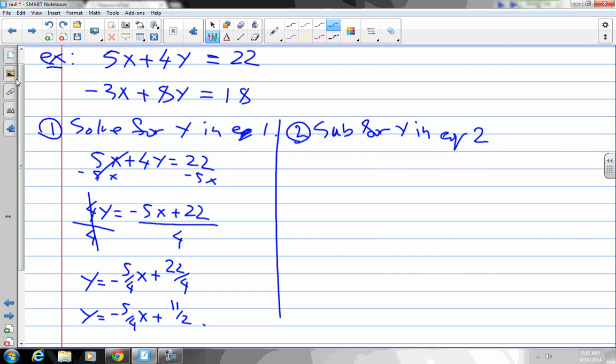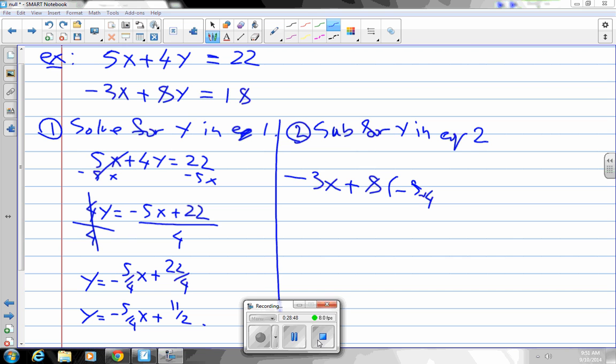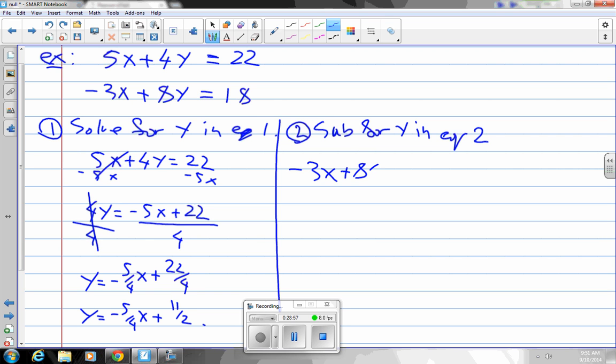So what happens then? So that is negative 3x. It's not writing where I wanted to write. It's out of whack again. It was doing so well. And then 8 times negative 5. Yeah, okay, I need to recalibrate this thing again. So let me erase this. So we have negative 3x plus 8 times negative 5/4 x plus 11 halves equals 18.